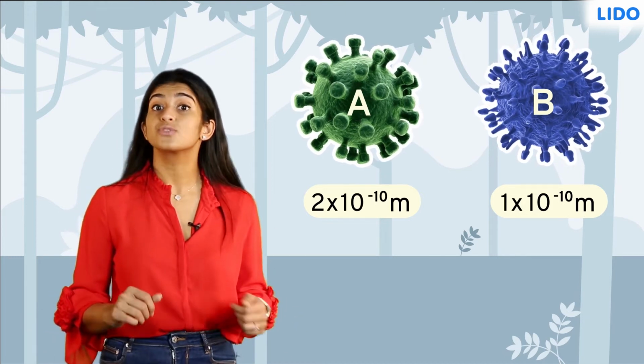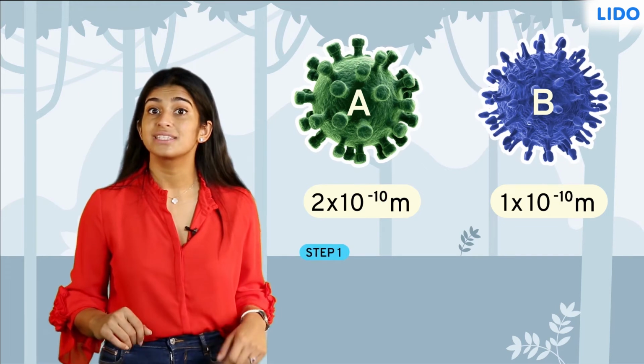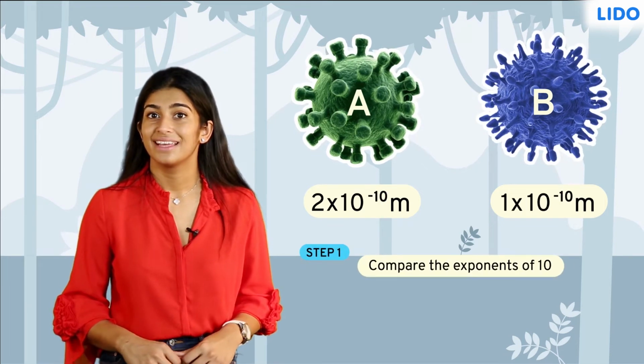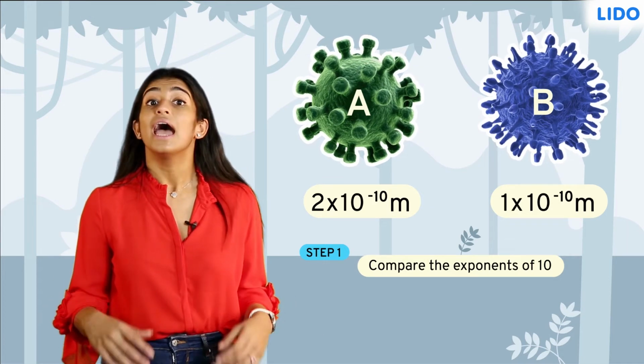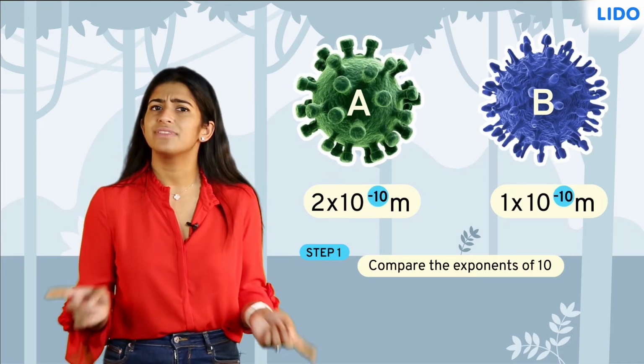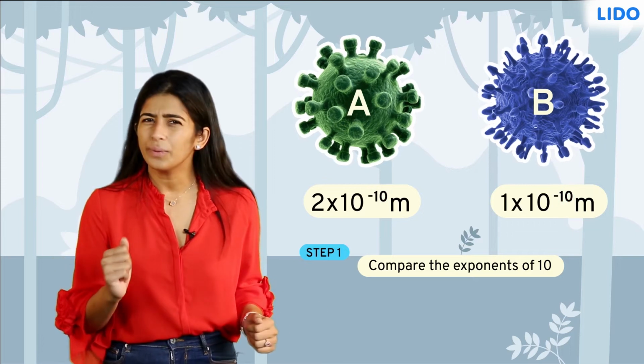To compare numbers with negative exponents, first we compare the exponents of 10. The number with a greater exponent of 10 is greater. Here, both the numbers have the same exponent. What do we do now?